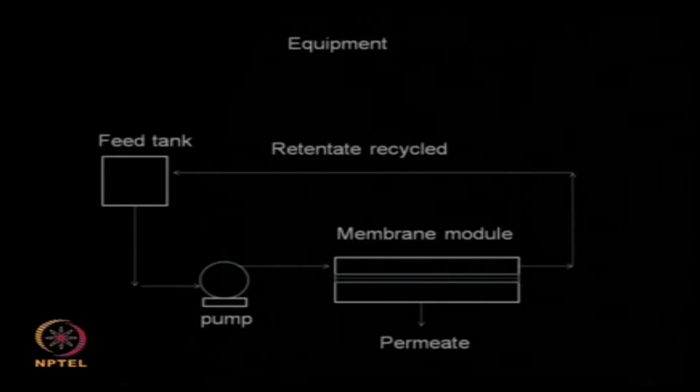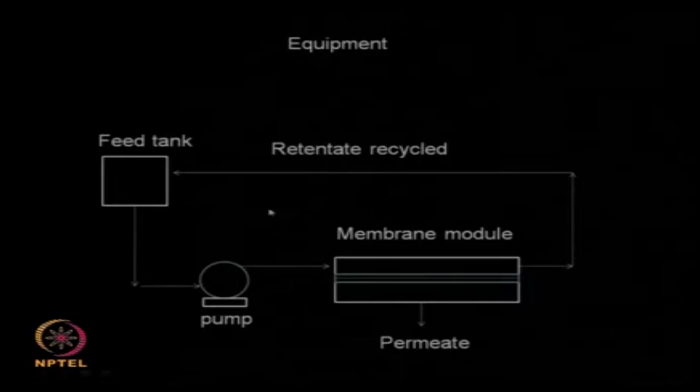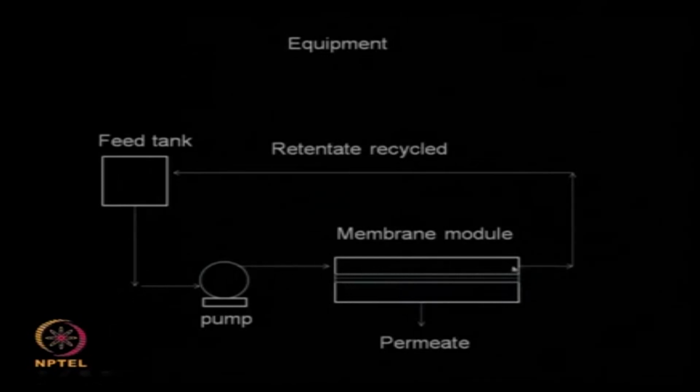Typical equipment: if I want to use a membrane, I may have a feed tank, a pump, and the membrane module. The solution flows in a cross flow and then comes back, while permeation takes place. If it is a concentration, the aqueous liquid flows, and the liquid that is going back is getting concentrated more and more. Whereas if it is separating out certain particles, again the same thing happens. So this is a typical equipment for performing a membrane operation.